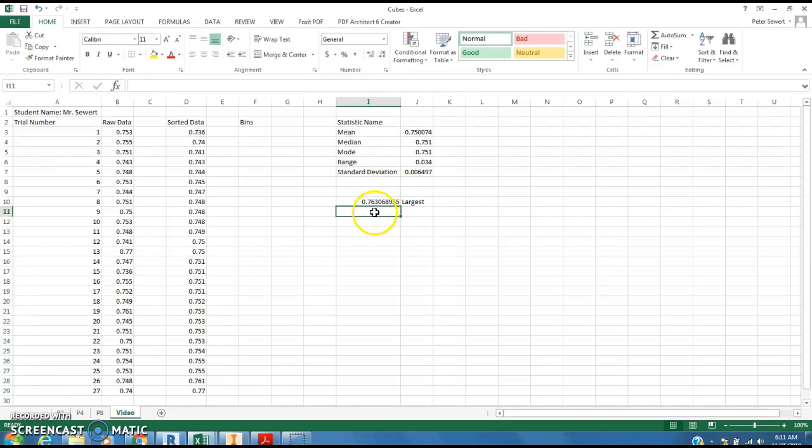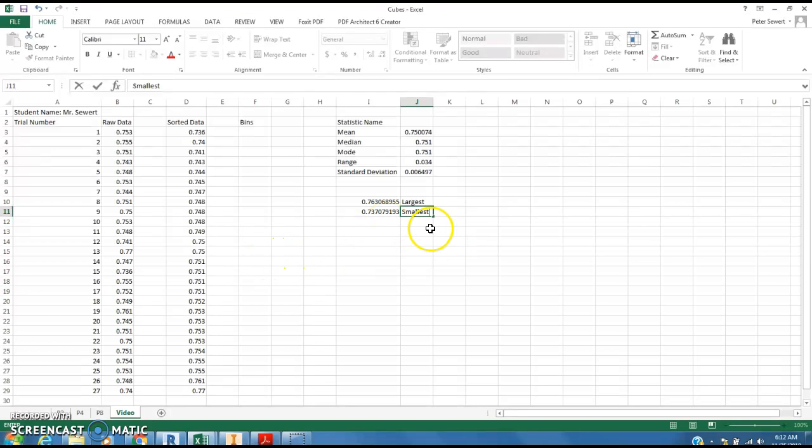And then we're going to do another formula, equals this minus, and then parentheses, the standard deviation times 2, close parentheses, equals. So any cube that is 0.737 to 0.763, we're going to keep. I'm going to write smallest down here. So we'll keep those cubes.